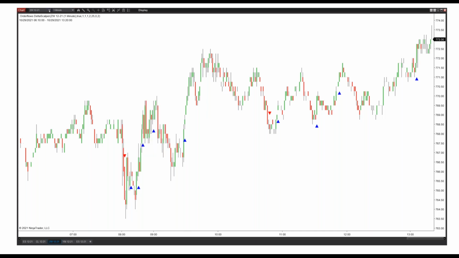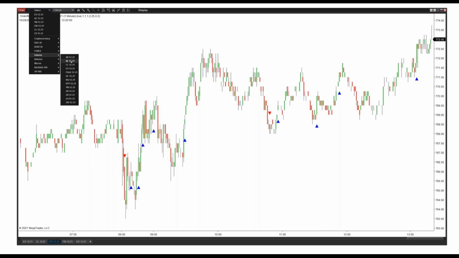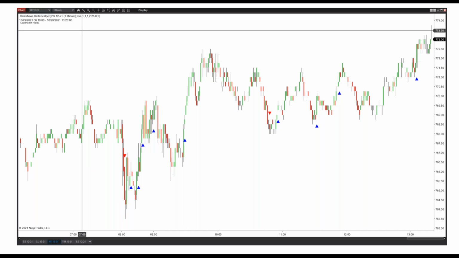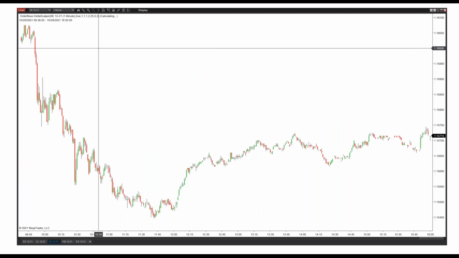Let's take a look at Euro currency with the same settings, one, one, and one. That's your starting point. You can go from there and break it down, because again, I'm showing you on a 1 minute chart, on a tick-based chart.